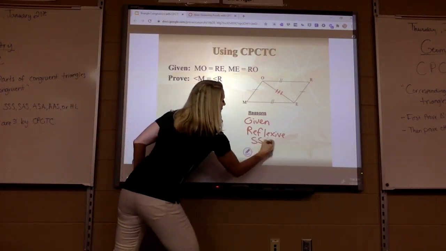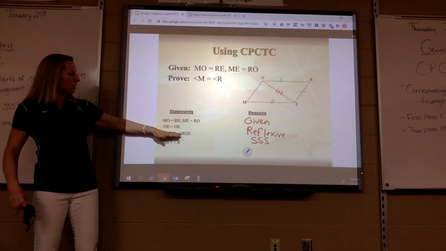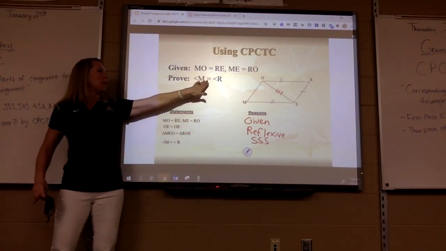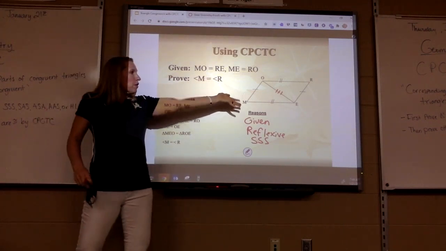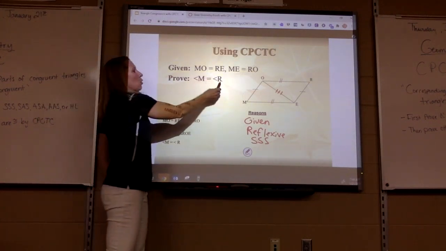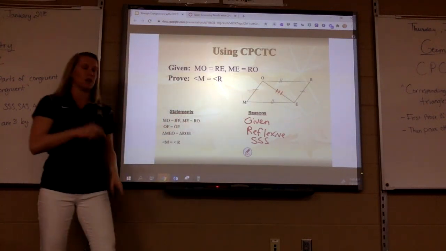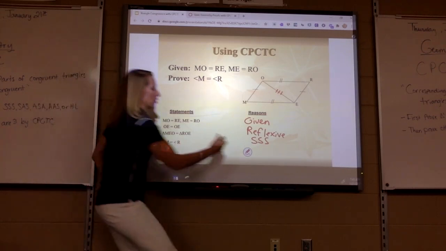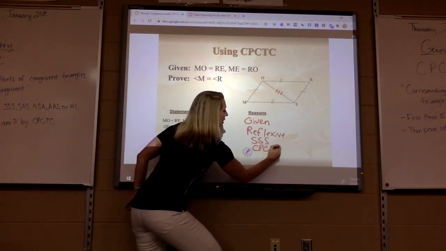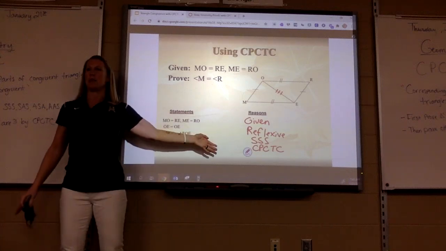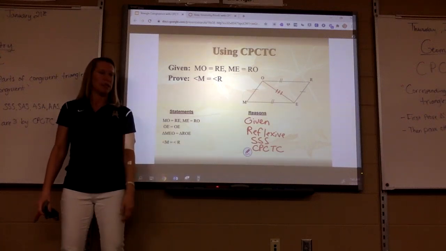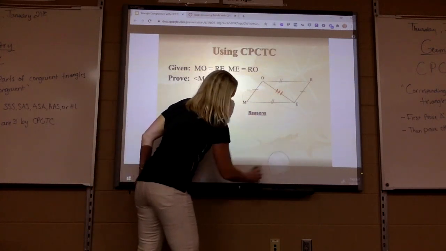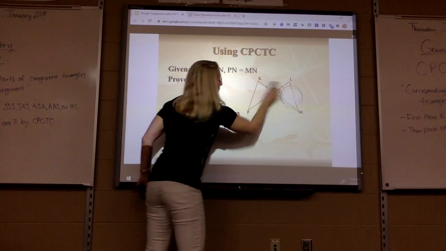SSS, side, side, side. So now that I have proven those triangles are congruent, I ultimately want to prove that angle M equals angle R. Well, since I've proven those triangles are congruent, these corresponding parts would automatically be congruent. So now that the triangles are congruent, I can say other parts are congruent by CPCTC. So that's going to be your last reason on your proofs today. So I'm just adding a step. So let me do a couple more just to make sure you got it.